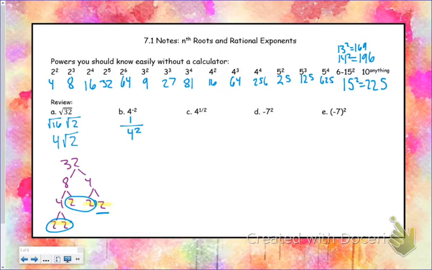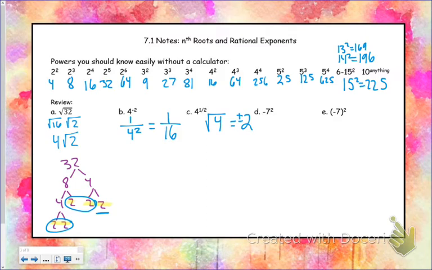All right, so going back to B, a negative exponent basically moves it to the bottom. So 4 to the negative second would be 1 over 4 squared, which is 1 over 16. 4 to the 1/2 is the same thing as the square root of 4, which is not just 2, it's actually plus or minus 2.